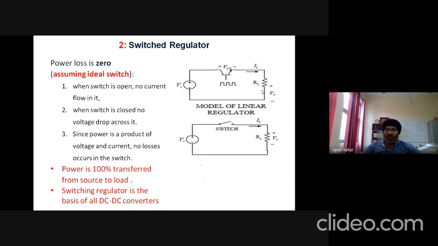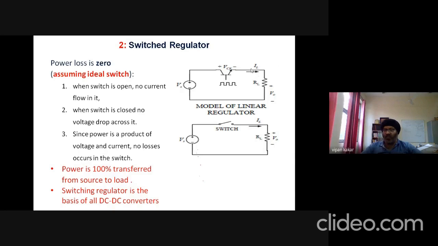We can easily relate this with Ohm's law. When the switch is off, no current flows. And we already know that the formula of power is voltage multiplied by current. When the switch is off, current is 0, so power is 0. V into 0 is 0. And when the switch is closed, meaning the transistor is turned on, the voltage across it is 0. We have a current flowing through it, but voltage is 0. Again, the power is 0.